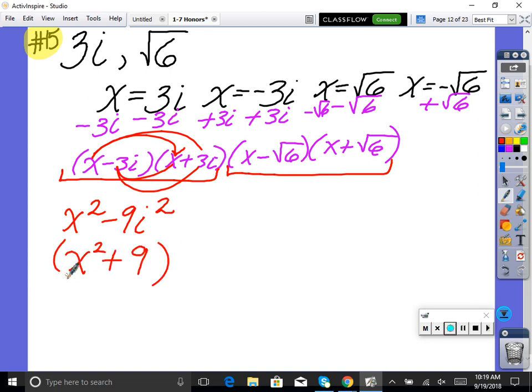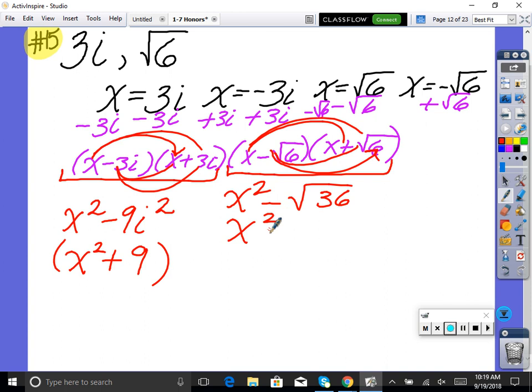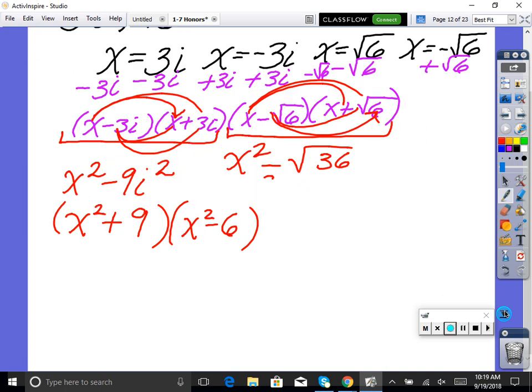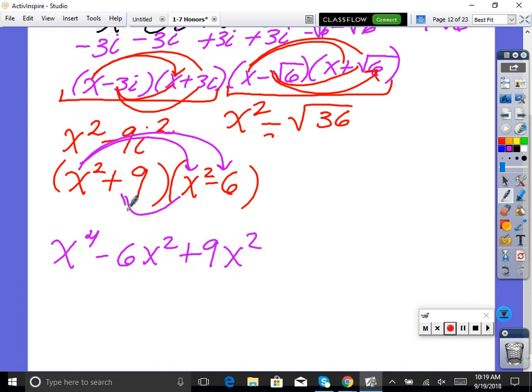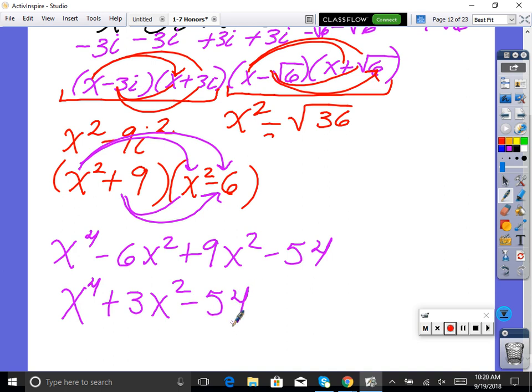There's that. Let's go over here. X times x is x squared. We're going to have middle terms cancel out. Then right here, this times this is minus root 36, which is x squared minus 6. So now we're going to multiply out those. We're almost there. X squared times x squared is x to the 4th, minus 6x squared, plus 9x squared, minus 54. Combine like terms and you're done. X to the 4th plus 3x squared minus 54.